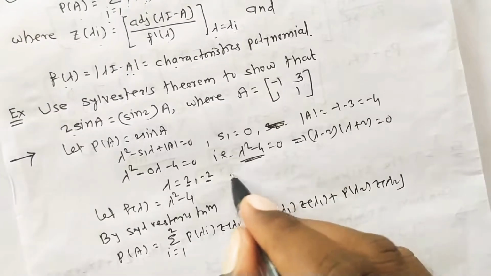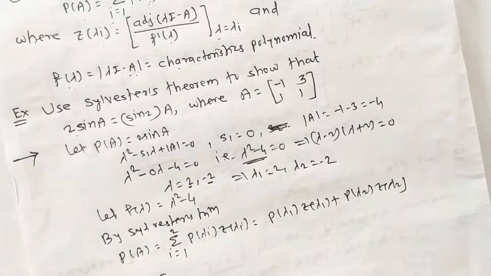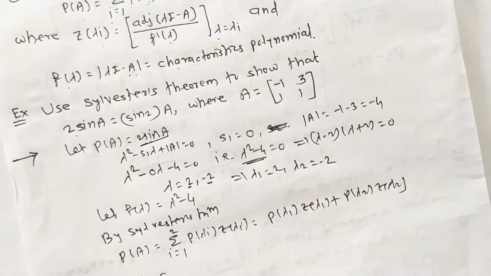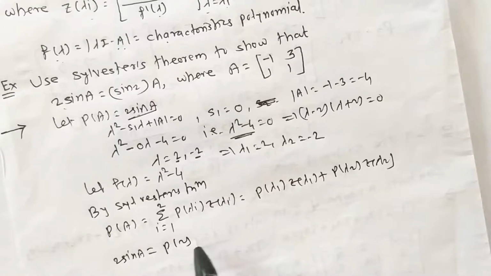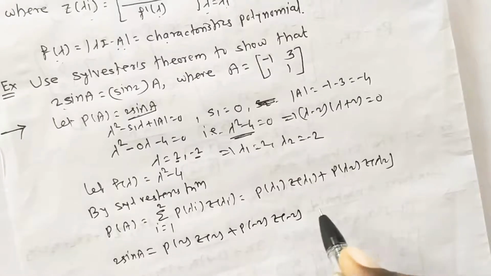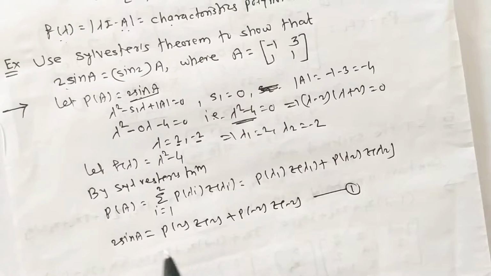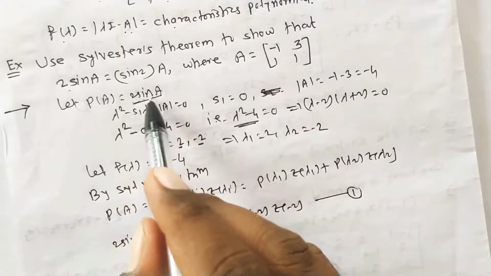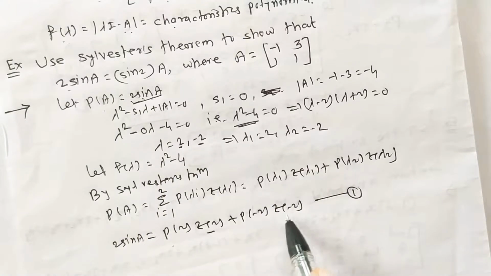Suppose lambda 1 is equal to 2 and lambda 2 is equal to minus 2. What is P of A? P of A is 2 sin A. So to prove that 2 sin A is equal to sin 2 into A, we have to find P of 2 Z of 2 plus P of minus 2 into Z of minus 2, denote this by 1. P of 2 we can find easily. P of A is equal to 2 sin A, so P of 2 is 2 sin 2, and P of minus 2 is 2 sin of minus 2. The only question is how to find Z of 2 and Z of minus 2.